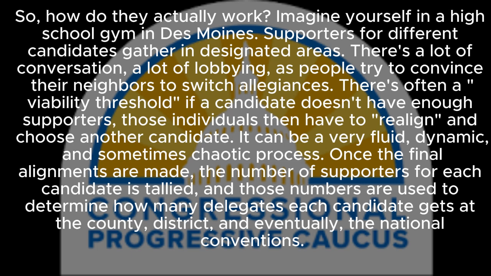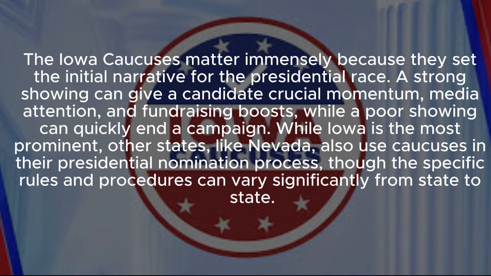Once the final alignments are made, the number of supporters for each candidate is tallied, and those numbers are used to determine how many delegates each candidate gets at the county, district, and eventually, the national conventions. The Iowa caucuses matter immensely because they set the initial narrative for the presidential race. A strong showing can give a candidate crucial momentum, media attention, and fundraising boosts, while a poor showing can quickly end a campaign. While Iowa is the most prominent, other states, like Nevada, also use caucuses in their presidential nomination process, though the specific rules and procedures can vary significantly from state to state.